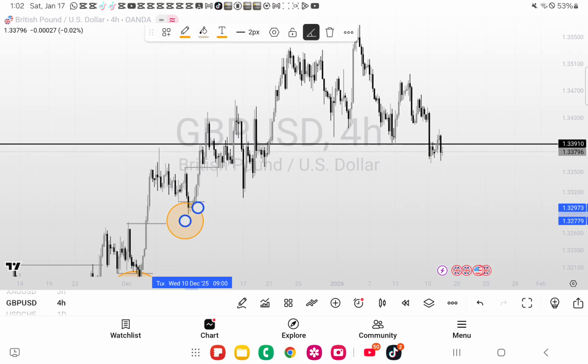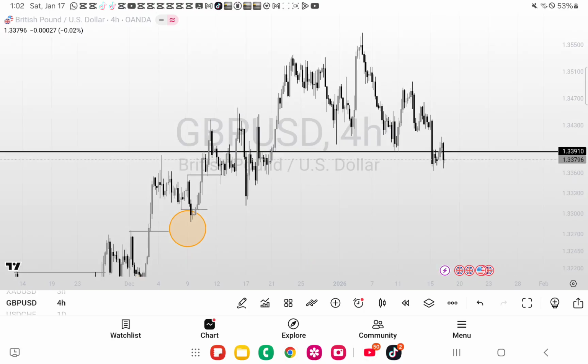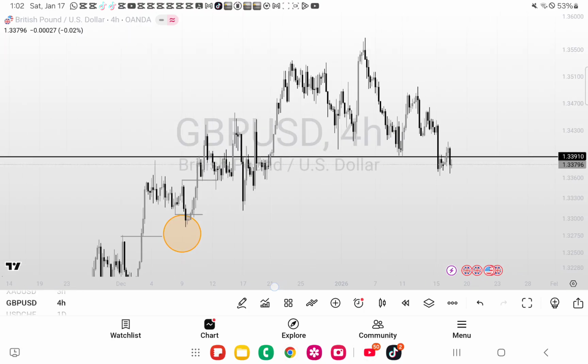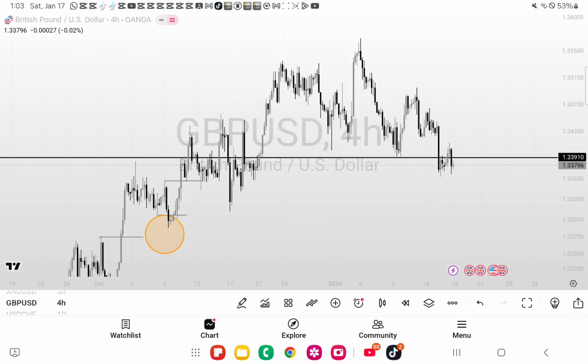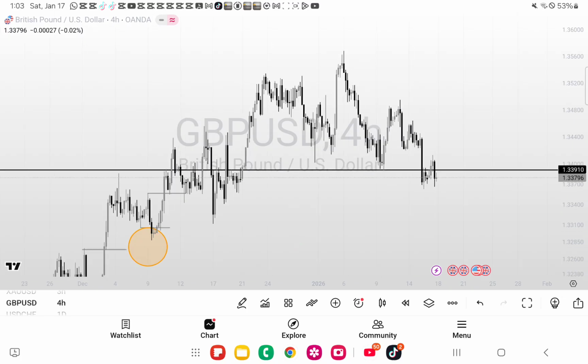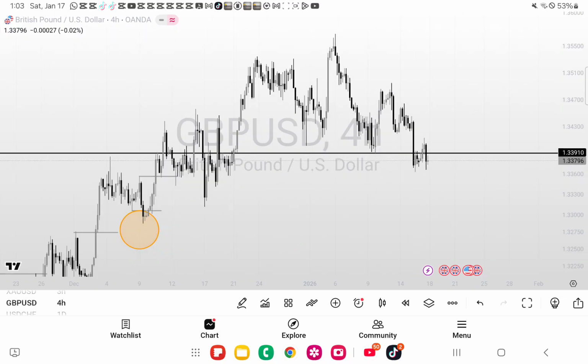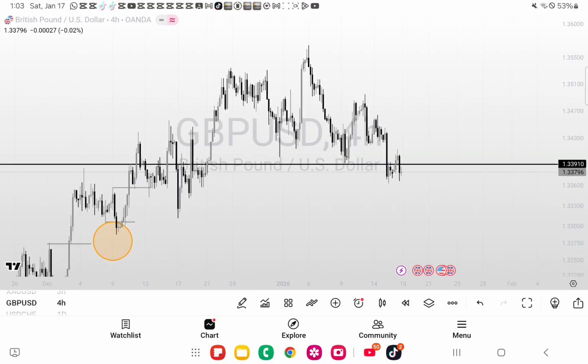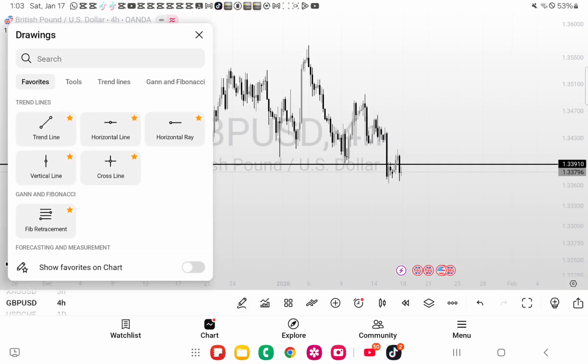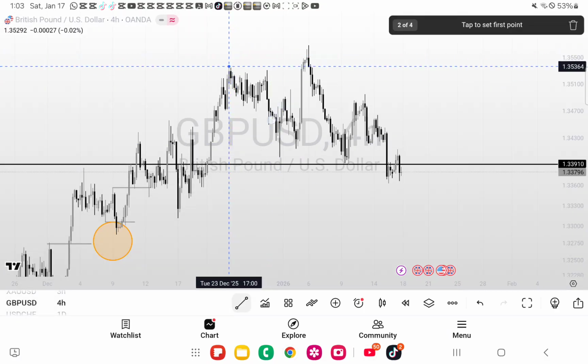So this is another strong low, right? This is another strong low, and we are pushing to the upside. There was no liquidity sweep here. Okay, so now this is where the trend started to reverse, right? This is where the trend started to reverse again.